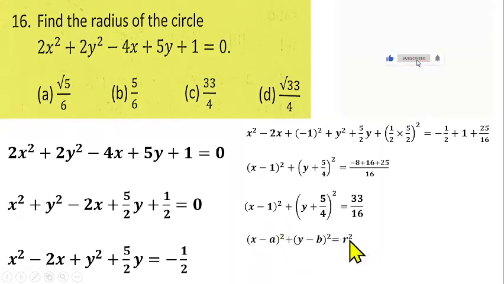So that means your r squared will be equal to 33 over 16. From there you can take the square root of both sides to find the value of r. So r will be the square root of 33 over 16, and the square root of 16 is 4. So that will give us square root of 33 over 4 as the radius of the circle, which is option D for question number 16.